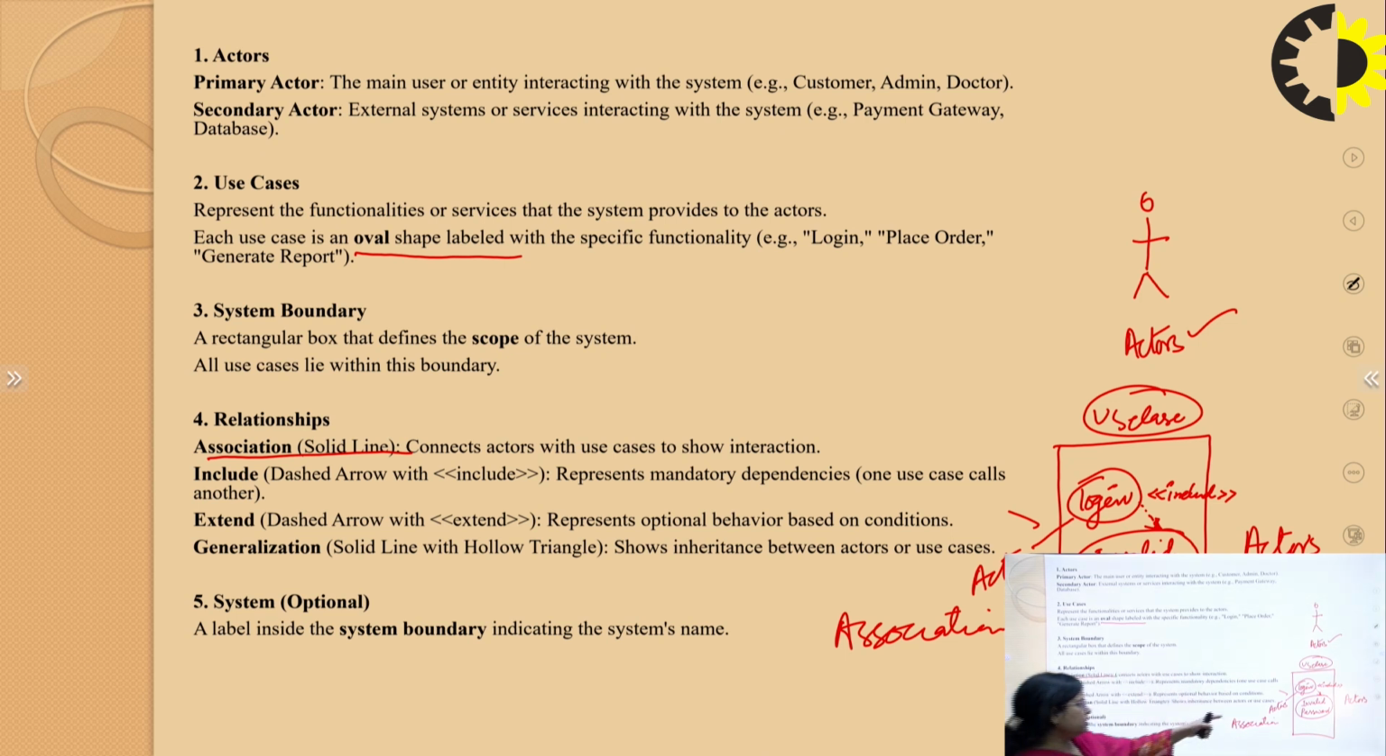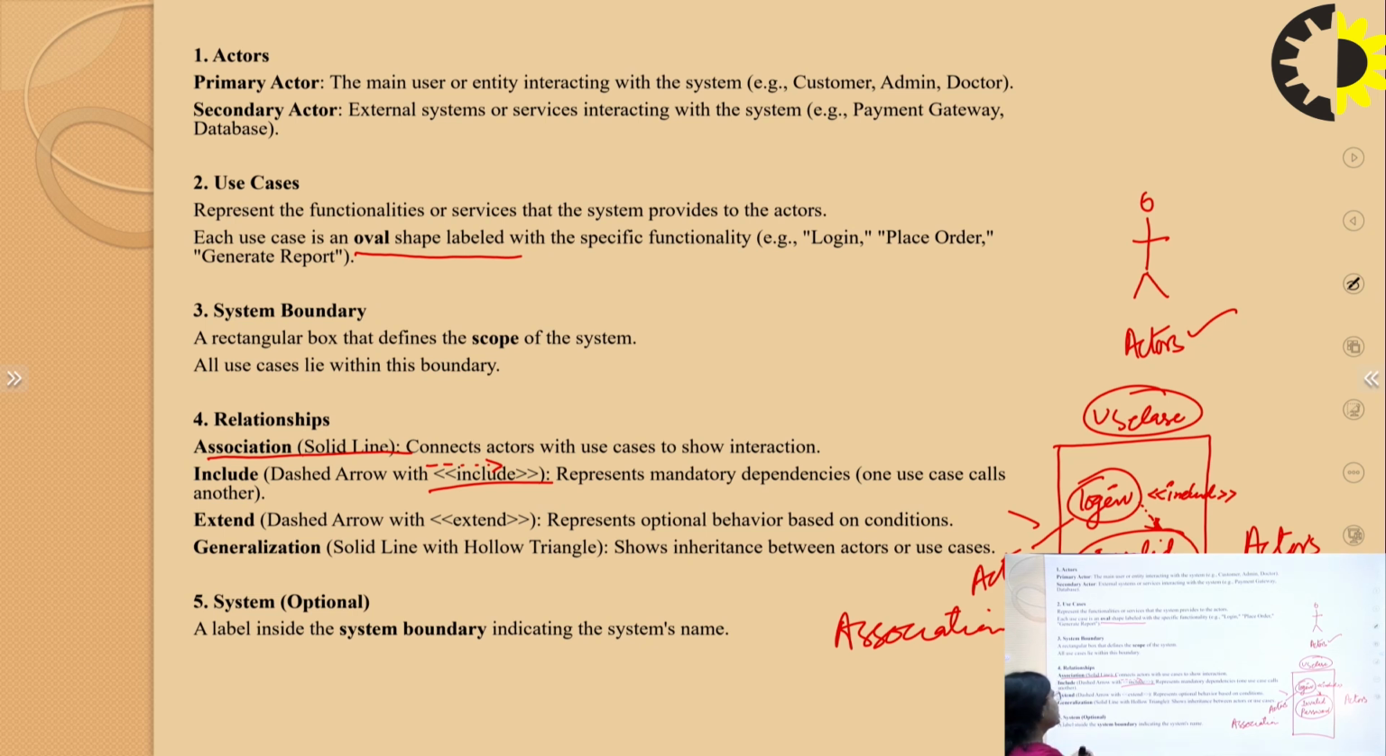So basically this include represents the mandatory dependencies. Whenever we use this use case, by default it calls this use case. So it is mandatory to include this use case. This type of use cases are included by this symbol, and we use dash dash dash, this symbol, to represent the include.